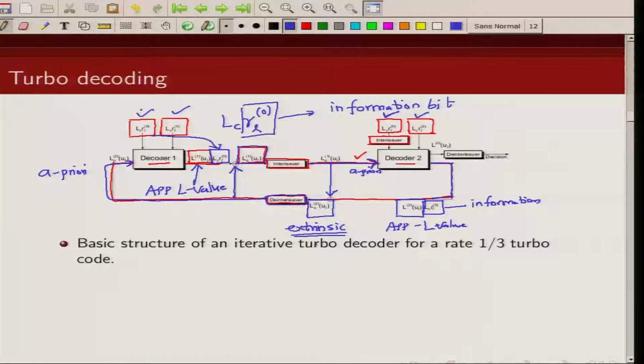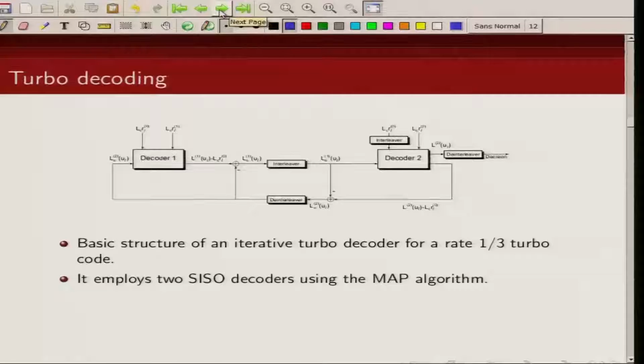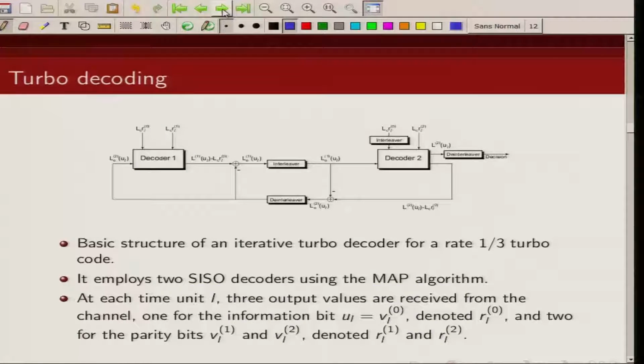You can see this extrinsic information is getting passed from one decoder to another. Ideally, what we would like is for this extrinsic information to grow in a manner that pushes the decision in favor of the information bit being +1 or -1. That is when we say the decoder is converging with iteration. We have already explained that there are two decoders, each using the MAP algorithm, the BCJR algorithm that we talked about.